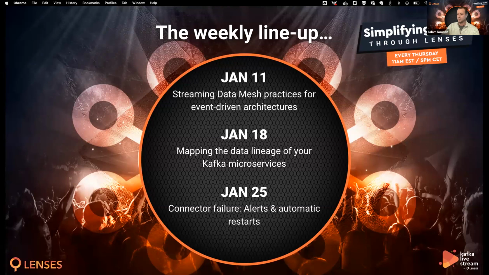Next week, we'll be talking about the data lineage of your Kafka microservices. So that ties into a very relevant topic and increasingly important when we're mapping where data is coming from, where it is going to. And we'll wrap up January talking about when connectors fail, how to prevent this, and then how to handle those events when it does happen with alerts and automatic restarts.